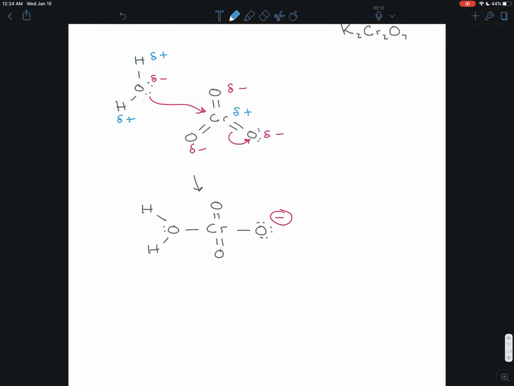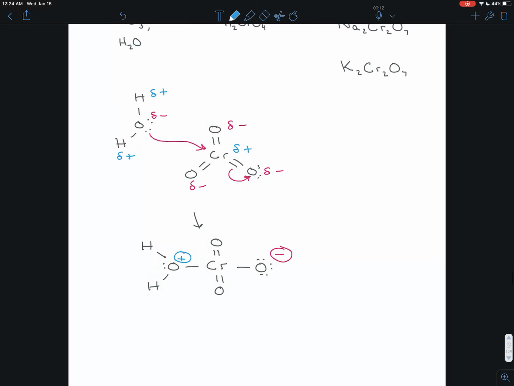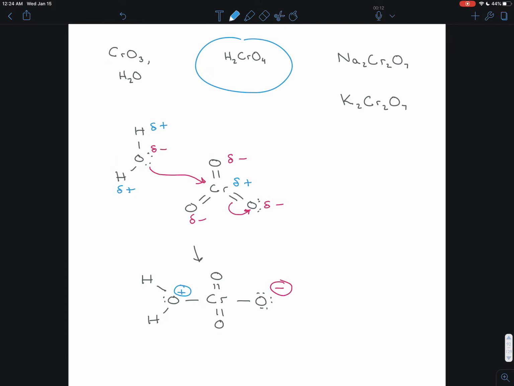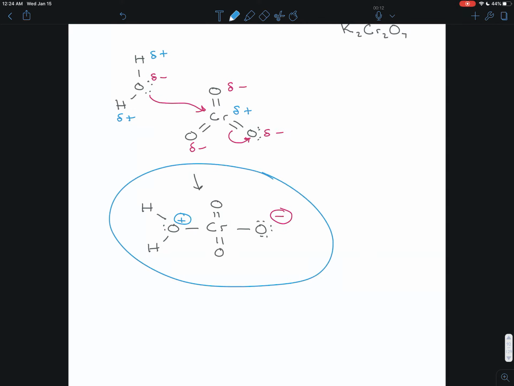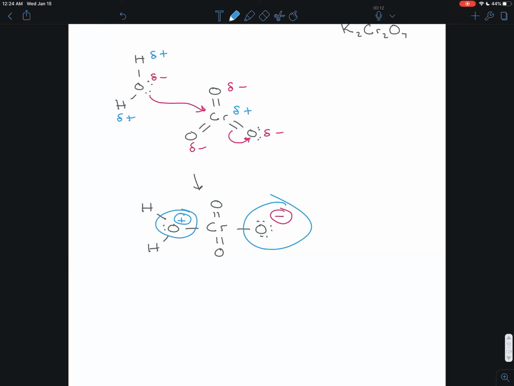And so that oxygen, which has 3 bonds, will have a full positive charge. Now notice, we're getting closer to this chromic acid, H2CrO4. In fact, we already have all of those elements on the molecule: H2, Cr, O, 1, 2, 3, 4. So we kind of already have this, except this is not stable. And you can tell it's not stable because you have these positive and negative charges.